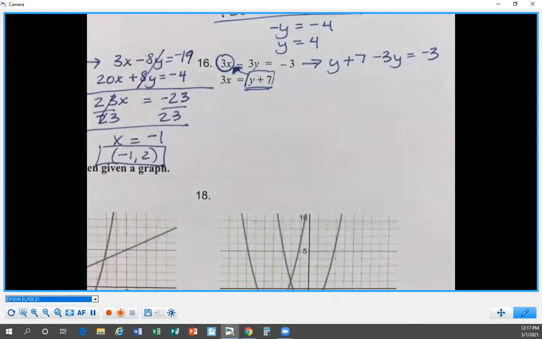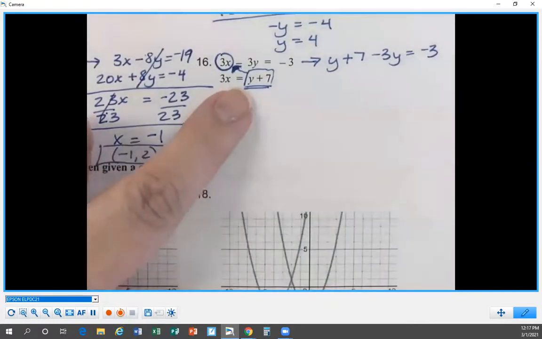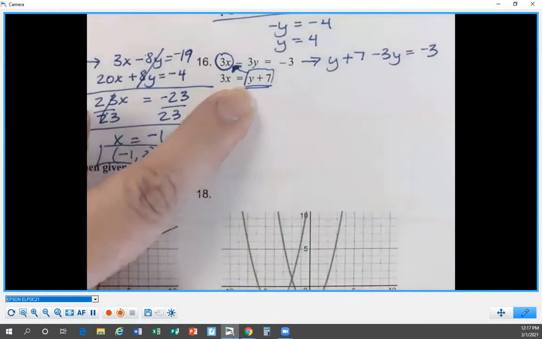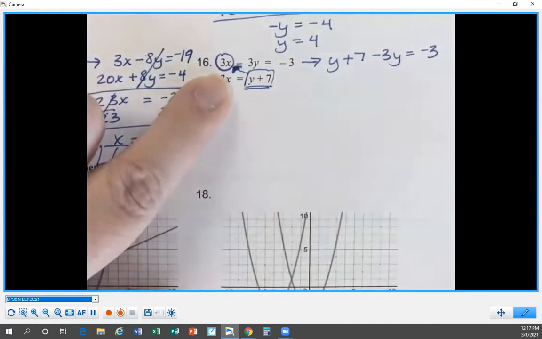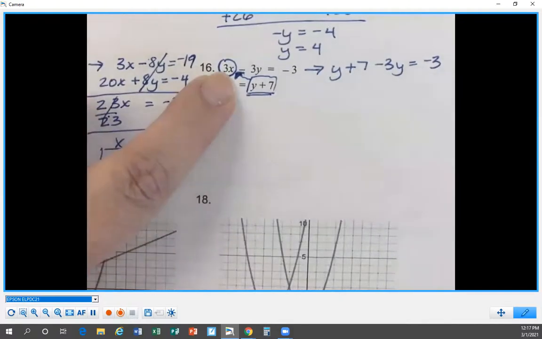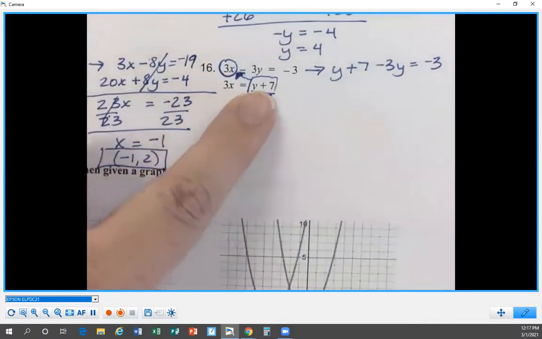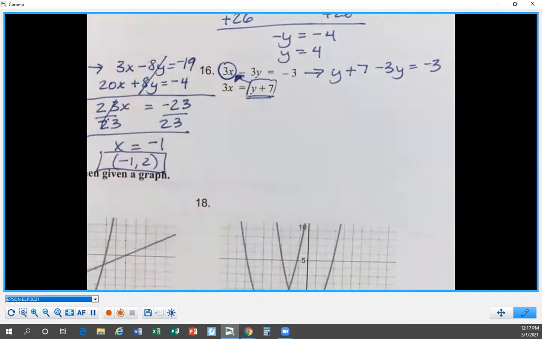If that's too confusing for you, you don't have to do it this way. You can solve with elimination, you can solve with substitution, whatever you like. But this is still substitution, it's just a little bit more complex because we're not just subbing x or y, we substituted 3x because this equation told us 3x is equal to y plus 7.